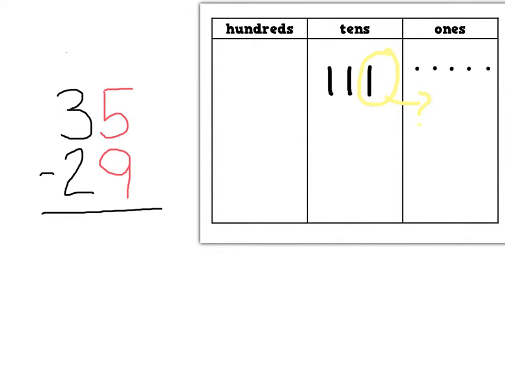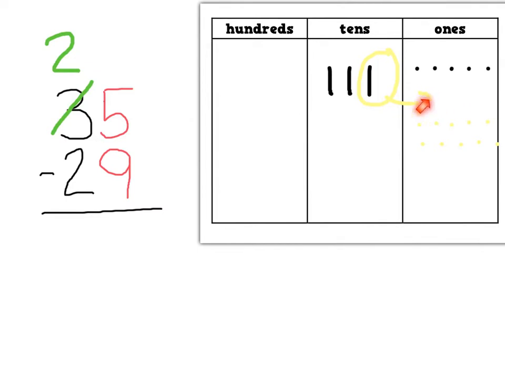Let's put them out. 1, 2, 3, 4, 5, 6, 7, 8, 9, 10. This means I no longer have 3 tens. I only have 2. I have to change my 3 in my tens place to a 2. Now we have to count how many ones do we have now.